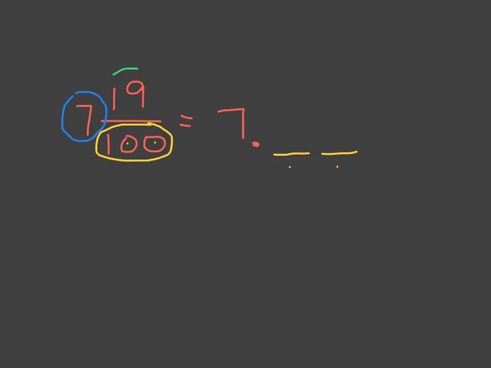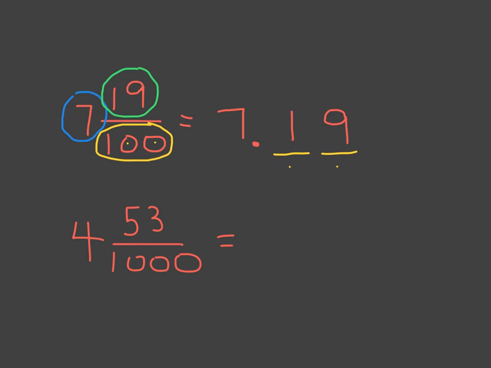Let's look at our numerator, 19. Since 19 has 2 digits, and we have 2 places to the right of the decimal, we can write 19 in those places. Therefore, 7 and 19 hundredths is equivalent to 7.19. Finally, let's express 4 and 53 thousandths as a decimal.